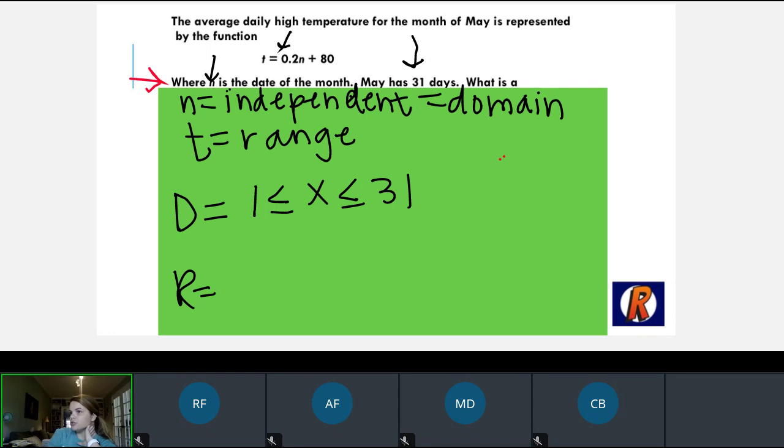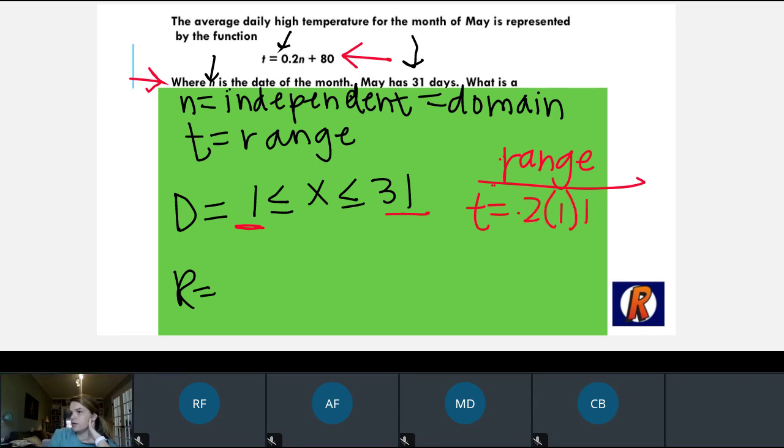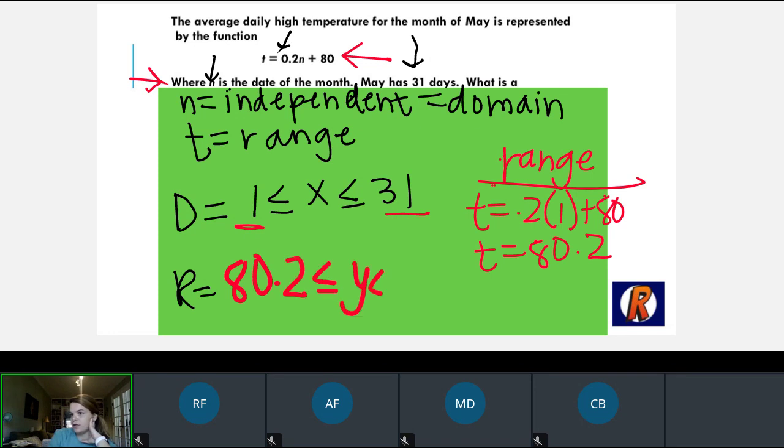Now, to find range, all I'm simply going to do is take the function that they give me, which is up here, 0.2 times N plus 80. I'm going to plug in my lowest value and my highest value. So I'm going to get 0.2 times 1 plus 80. So my lowest value is going to be 80.2. And I can come over here and go ahead and write that in. 80.2 is going to be my lowest value.